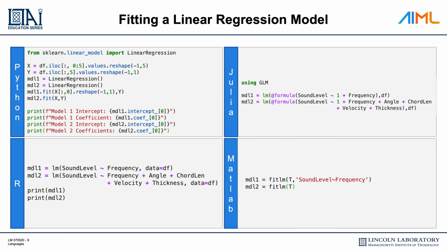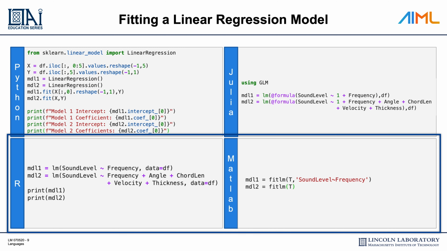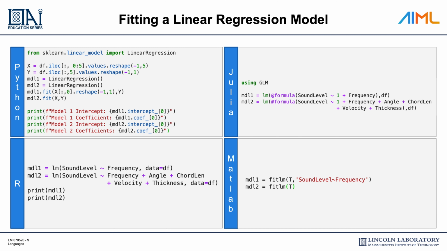Next, we'll fit a linear regression to our data. We're going to fit 2 models, one predicting sound level from just frequency, and the other using all 5 columns to predict sound level. In R and MATLAB, we don't need to load any particular package, although the fitlm in MATLAB does come from the Statistics and Machine Learning Toolbox. In Python, we use sklearn, and in Julia, we use GLM, which stands for Generalized Linear Models.